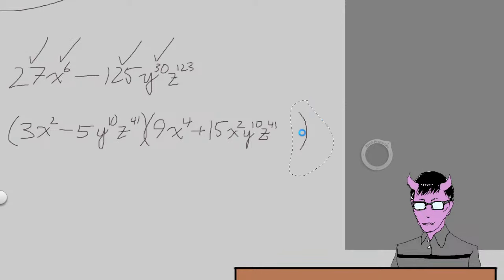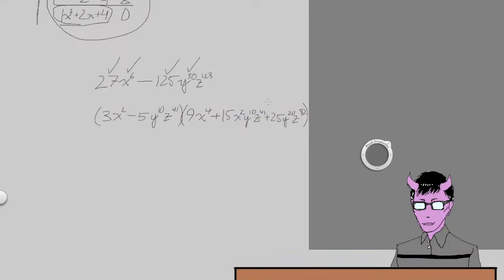And of course the last term inside this quotient box, just take that one and you square it. What's this one squared? It's positive 25. Square that is just y power 20. And lastly, square that is just z to the power of 82. And you're basically done with the problem. That's full factorization of a difference of 2 cubes.